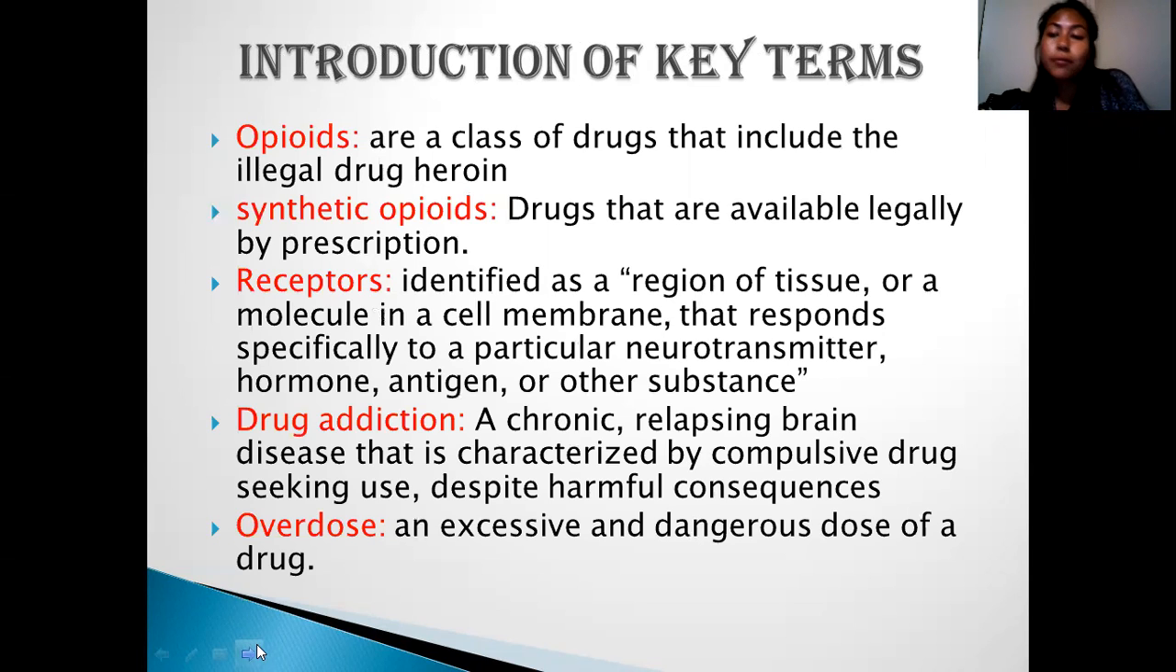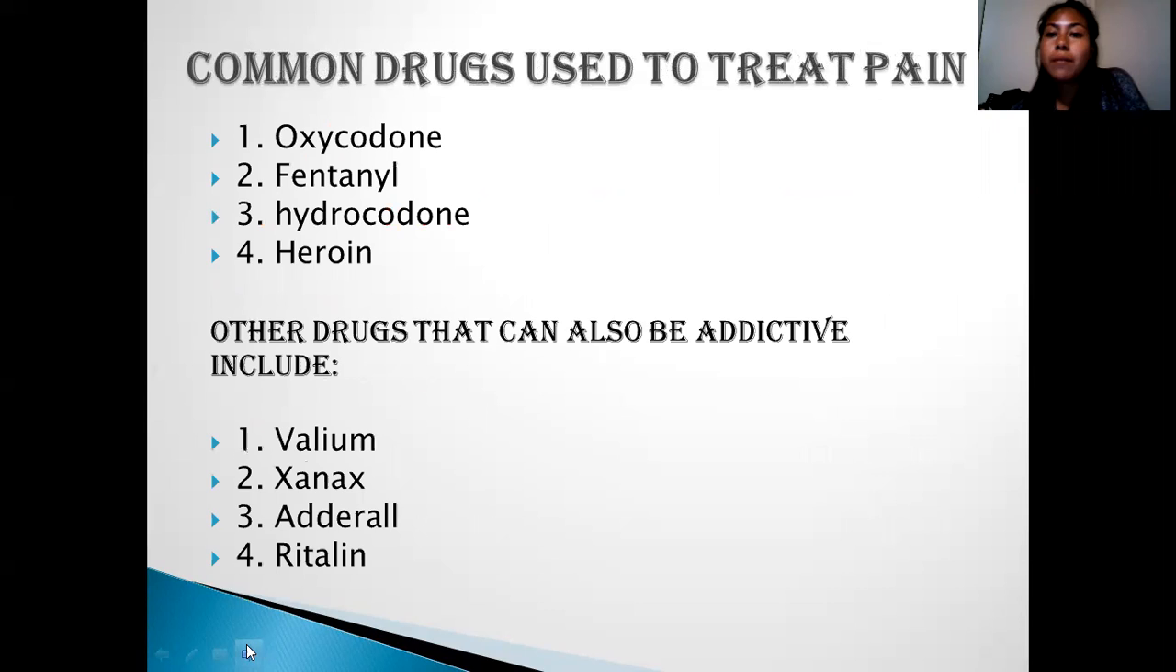Drug addiction, which is classified as a chronic relapsing disease that is characterized by compulsive drug-seeking use despite harmful consequences, overdose, an excessive and dangerous dose of a drug. Some of the common drugs that are used to treat pain are called oxycodone, fentanyl, hydrocodone, heroin. Other drugs that can also be addictive include Valium, Xanax, Adderall, and Ritalin.